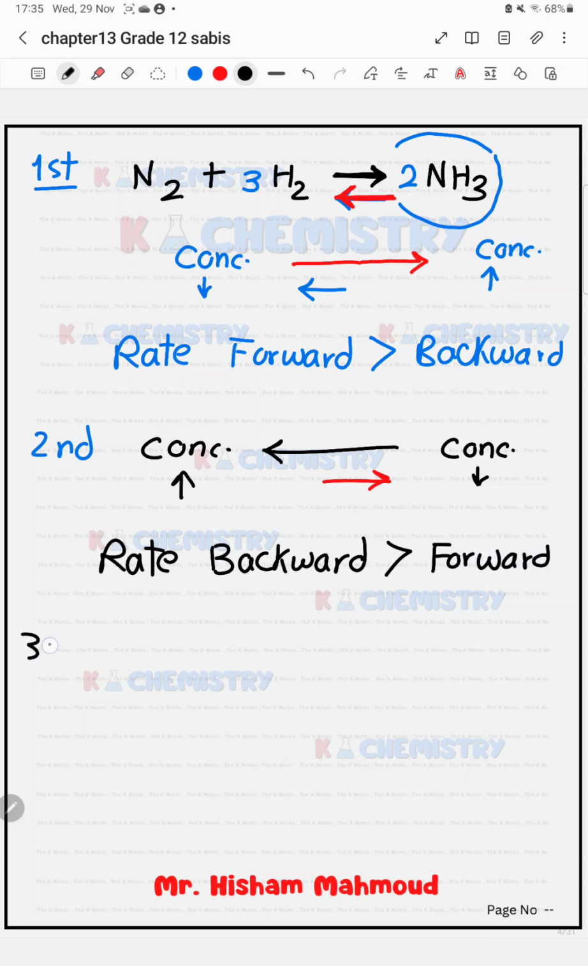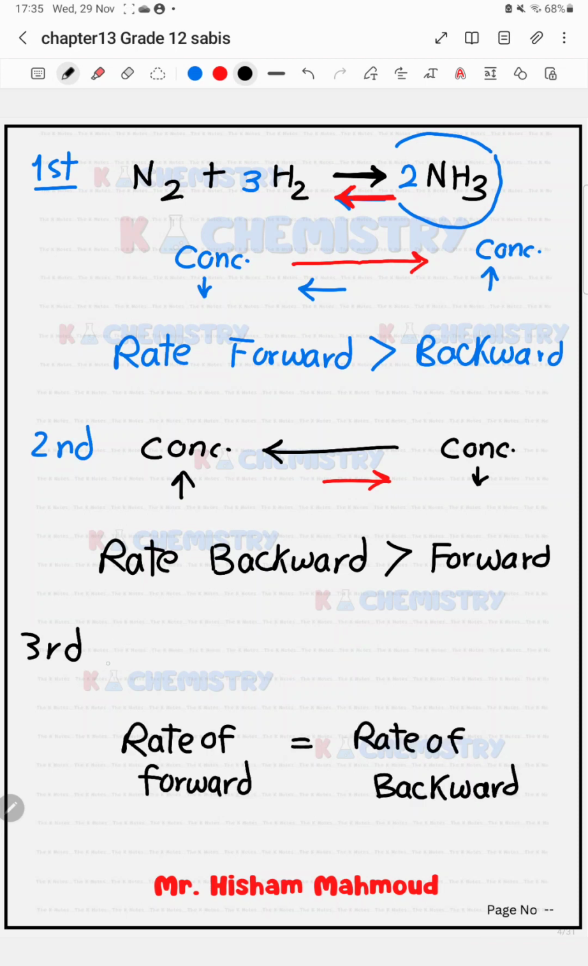The third case that happens is when the two rates are equal. This is when the forward direction rate and backward direction rate are equal. So if the forward rate is equal to the backward rate, then at this time we are going to call this reaction equilibrium. So the third case is when the rate of the forward reaction is equal to the rate of the backward reaction. It's not like case 1 where the forward was faster and case 2 where the backward was faster. Now they are both equal.